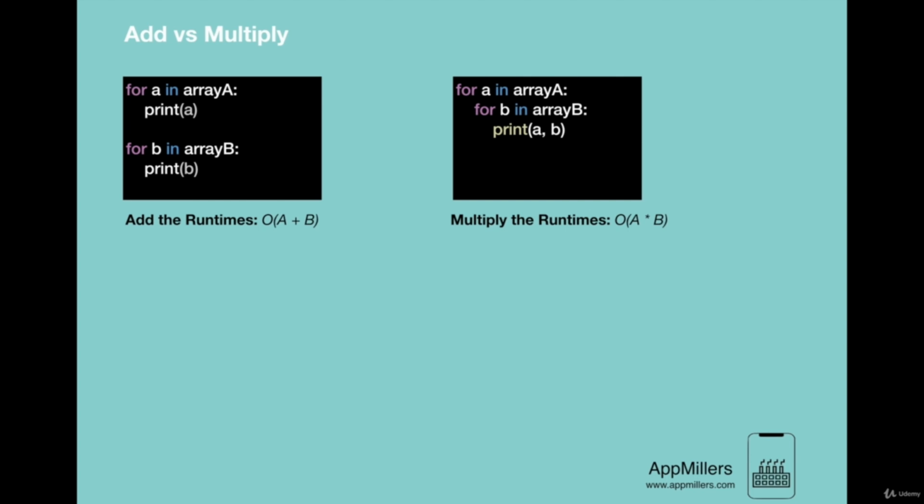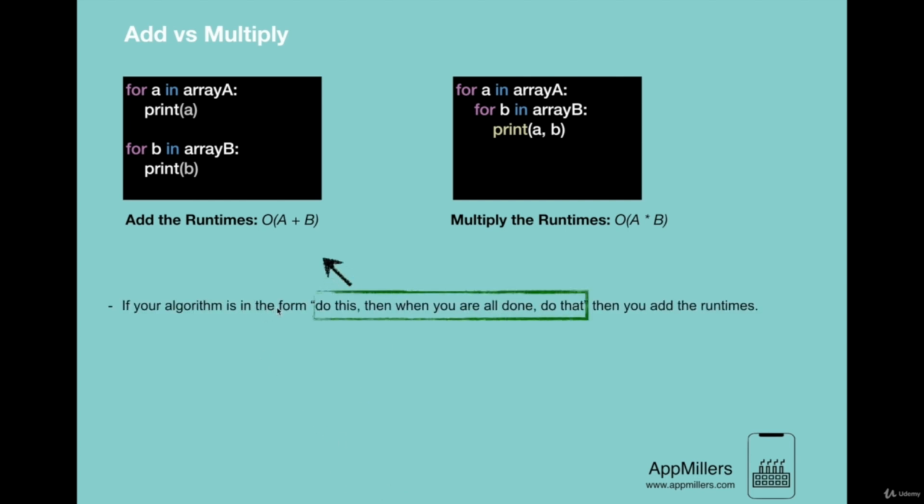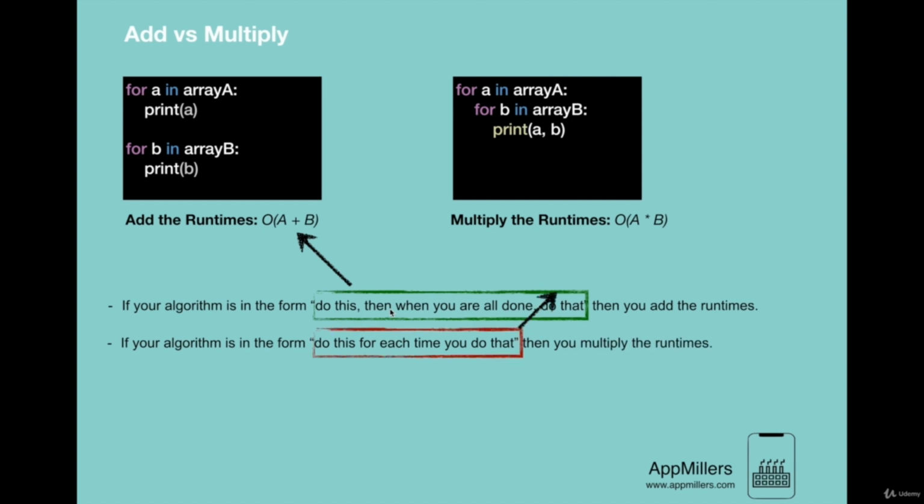In other words, if your algorithm is in the form do this, then when you are all done do that, then you add the runtimes. But if your algorithm is in the form do this for each time you do that, then you'll multiply the runtimes. Many students mix these conditions, and it's very easy to mess up this in an interview. So be careful about this.